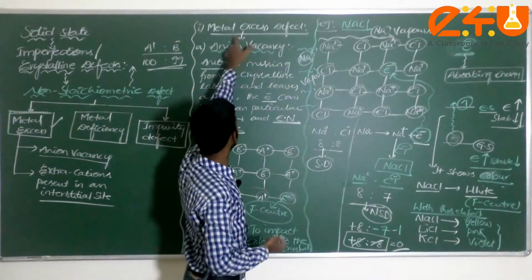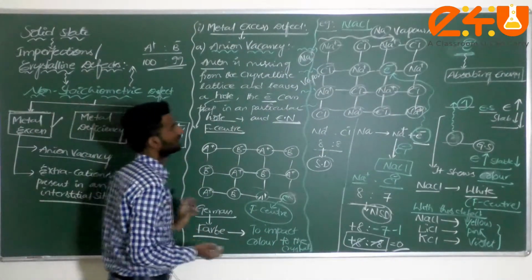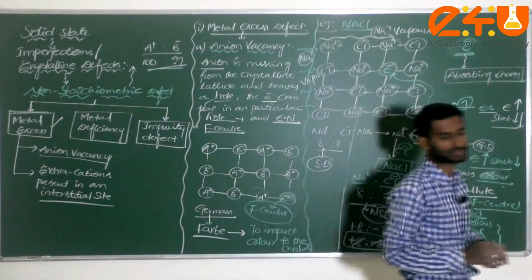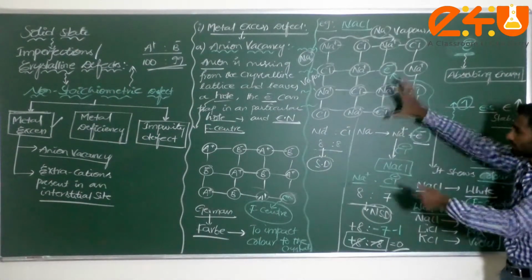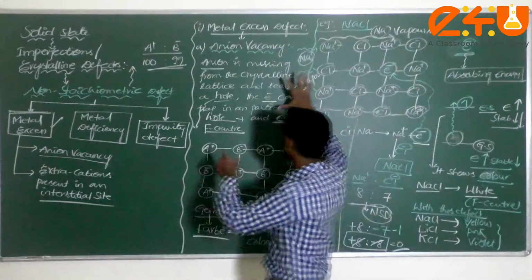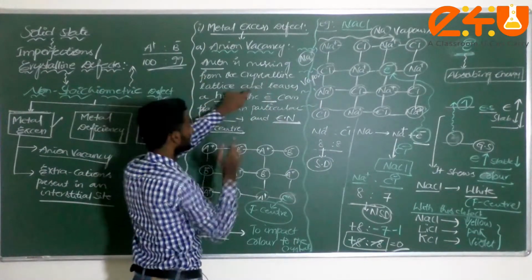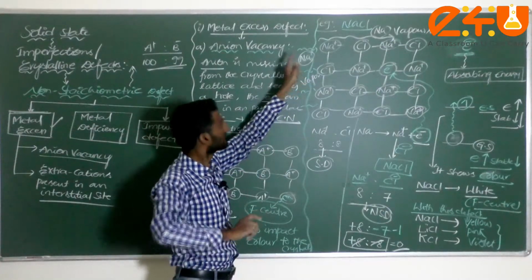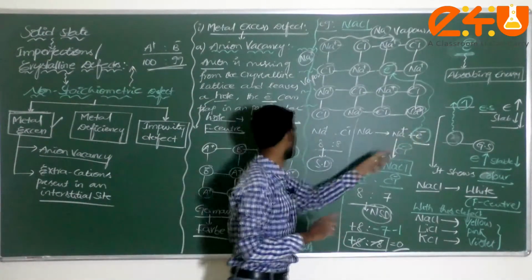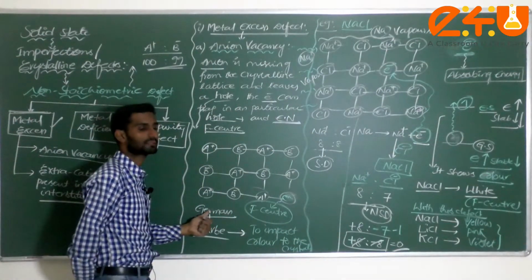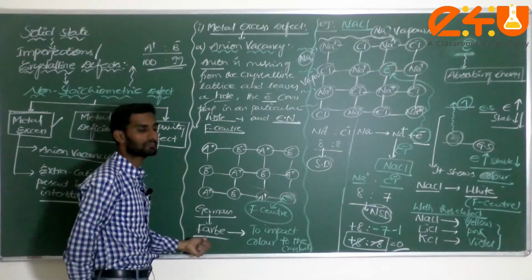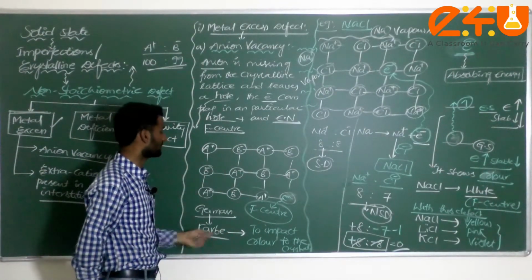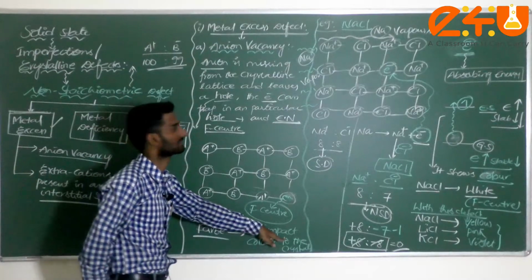Anion vacancy comes under non-stoichiometric defect. This defect only is somewhat big, dear student. The rest of this is very easy. First of all, you need to understand a very important thing: an anion is missing in that particular place, the electron will go and get trapped. That is called the F center. F center is generally derived from the German word Farbe. What is the meaning of Farbe? To impart color to the crystals.